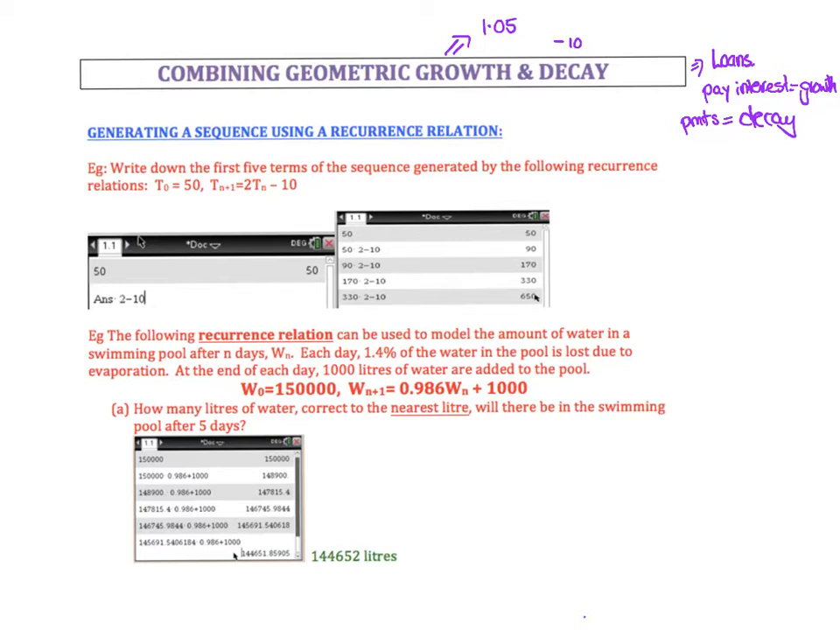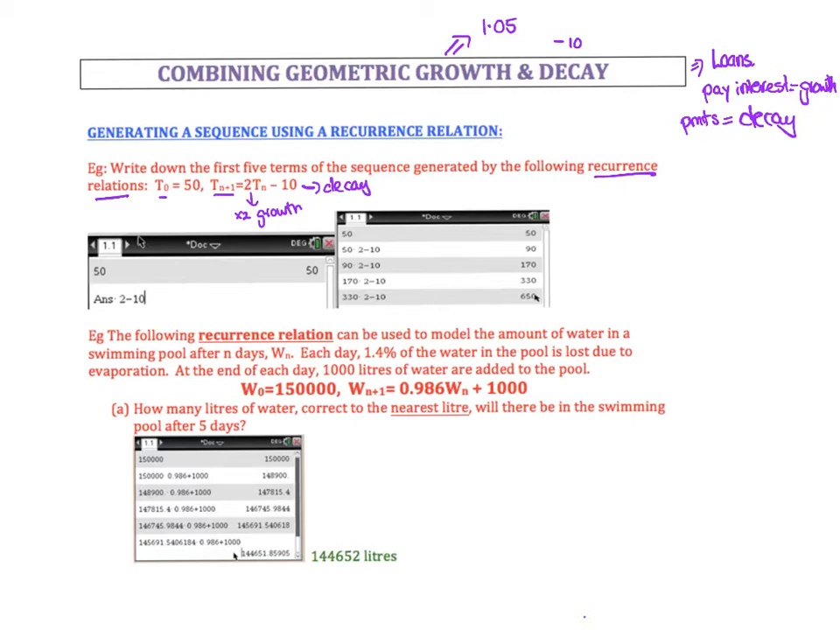So write down the first 5 terms of the sequence generated by the following recurrence relation. It's a recurrence relation because it has a V0 and a V n+1. You can see this timesing by 2 is the growth, and then minusing 10 is the decay. So we can pop these in exactly what we've been doing.